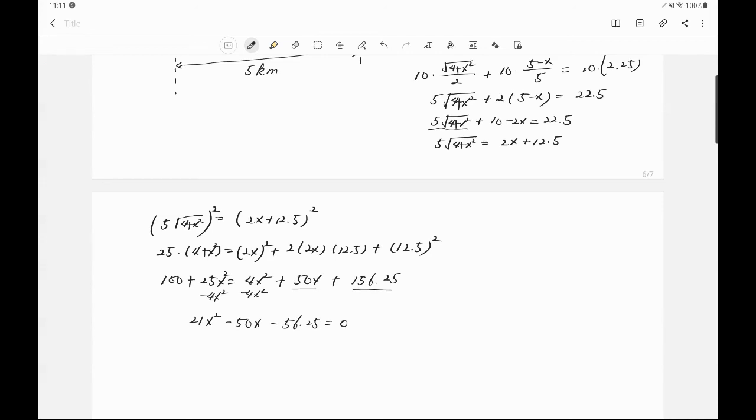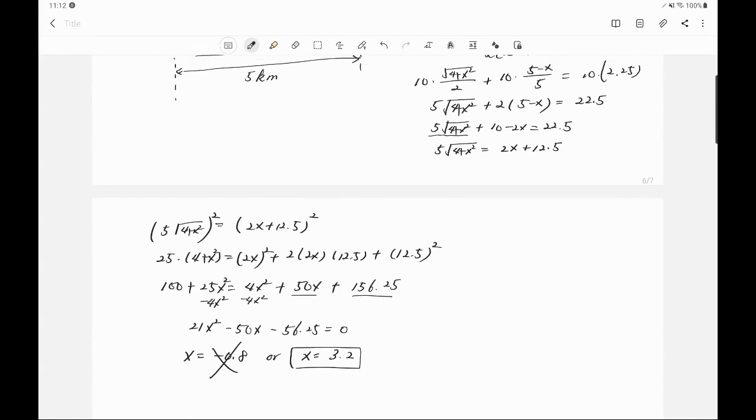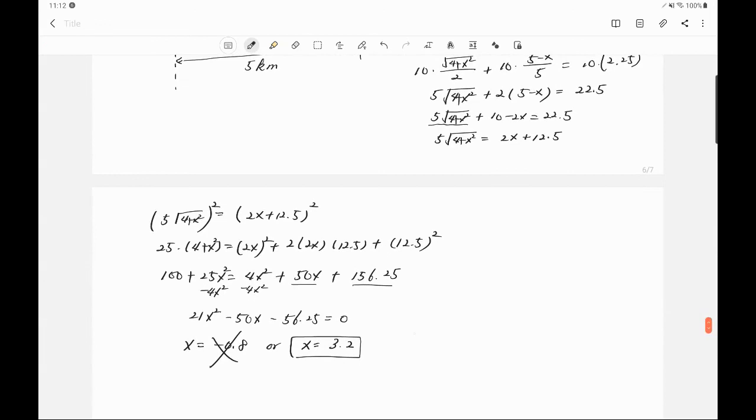Use the quadratic formula, then the x value will be negative 0.8, or x is equal to 3.2, right? So x has to be a positive number, so the answer is 3.2 kilometers.